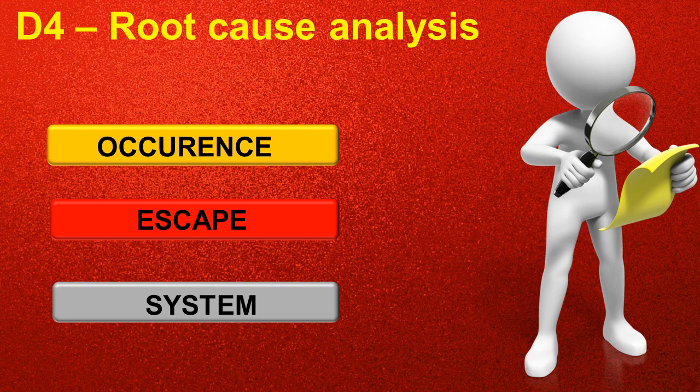For occurrence, we develop possible root causes for the occurrence issue. For escape, we isolate and verify the location in the process where the effect of the root cause should have been detected or contained but was not. For system root cause, we determine the systemic issue which failed to identify and control the issue.